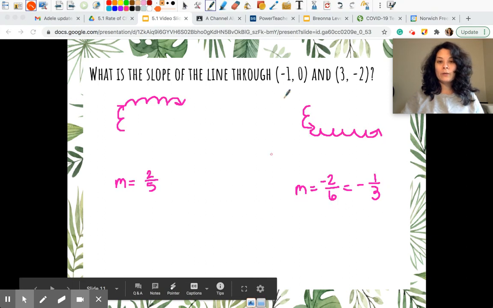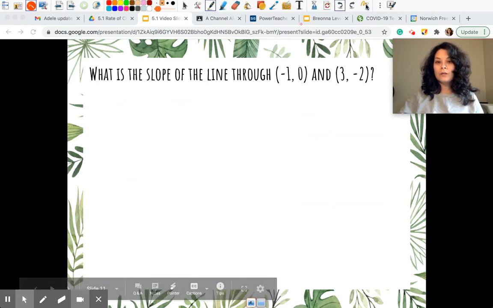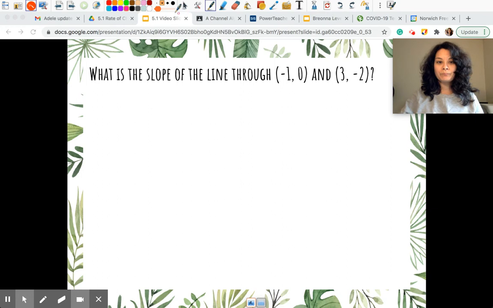Okay, so let's calculate the slope for some ordered pairs. Instead of looking at a graph, we're given these 2 ordered pairs, (-1, 0) and (3, -2). Again, we want to find the slope. It's best to start by writing your formula, which is going to be y2 minus y1 divided by x2 minus x1. And I highly suggest labeling your ordered pairs. So this is an x, this is a y, this is an x, this is a y.